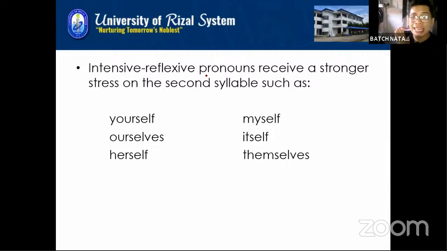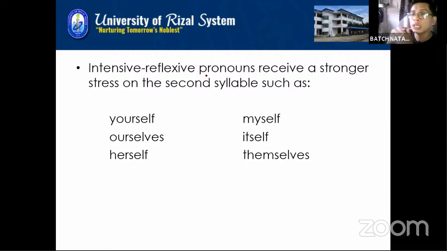And we have the so-called intensive and reflexive pronouns, which receive a stronger stress on the second syllable. These are the words that end with self or selves, wherein we put much emphasis on the suffix attached to these words. Sometimes in usual conversation we just say yourself, ourselves, herself, myself, itself, themselves.